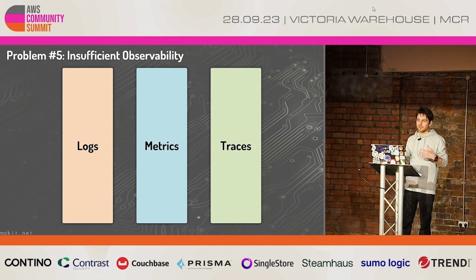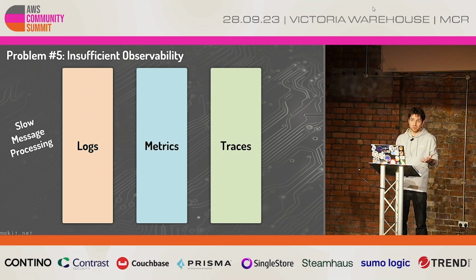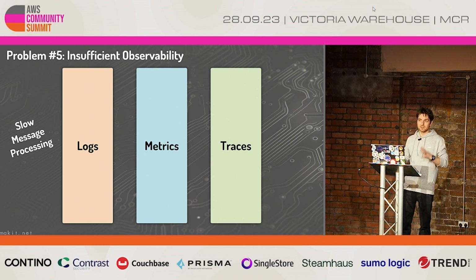Without having these in place, it can be really difficult to find issues like slow message processing. What if that third-party API is really slow? We now know that there's 10 consumers of that, and all of them are going to be impacted. You need to be able to find, oh, it's acting slow today, and what can we do about that?